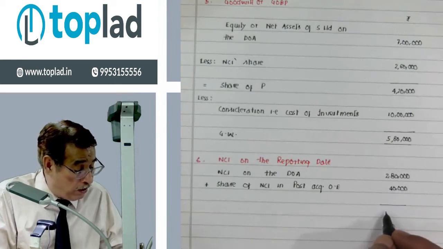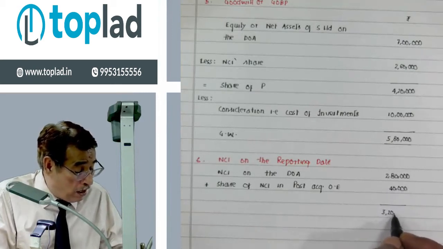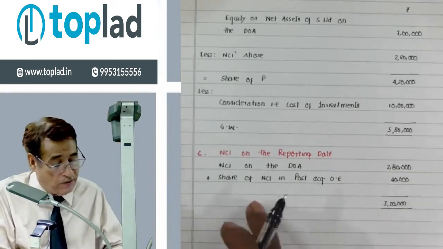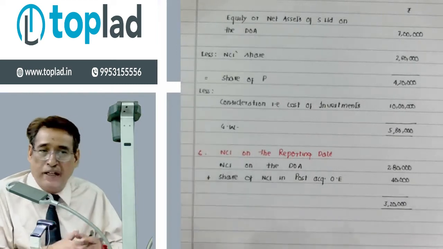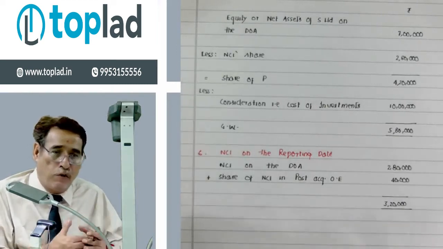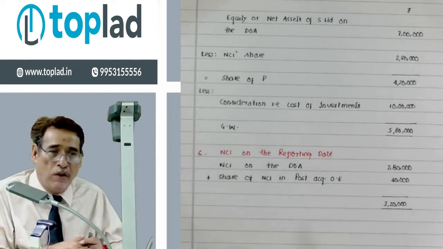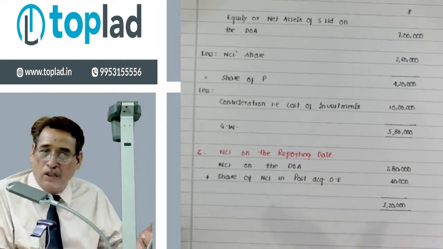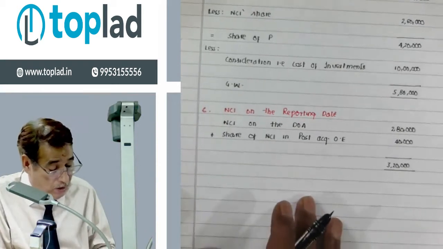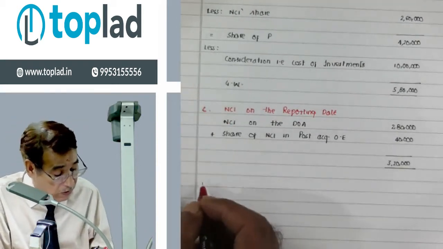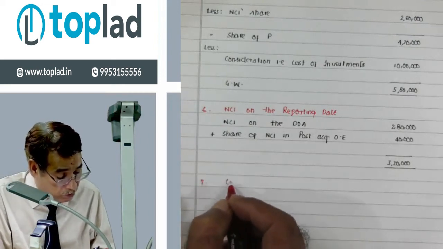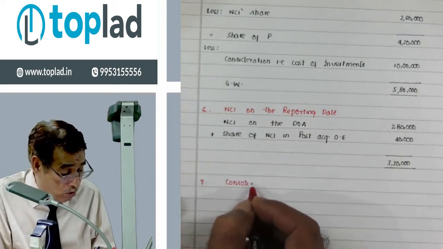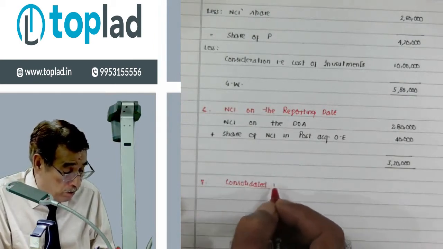So at the end of the year, the NCI balance is 3,20,000. You can also straight away compute NCI on the reporting date because closing items are given to you. So you can simply take the total of closing assets, deduct total liabilities from it, get the net assets at the end of the year, and multiply it with the NCI share, that is 2/5. You can straight away get 3,20,000. Now, the next step is the consolidated financial statement.